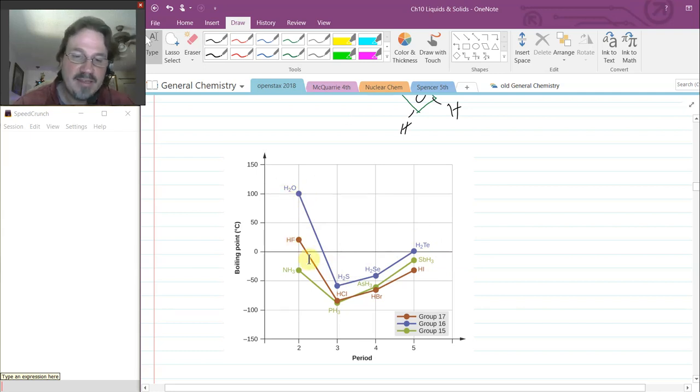We see exactly the same trend with HF, HCl, HBr, and HI, the halogens, or ammonia, NH3, PH3. The same trend holds for all of them.